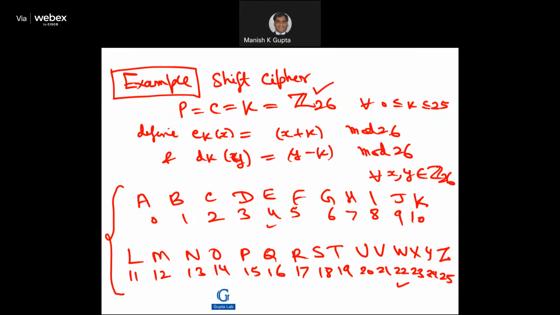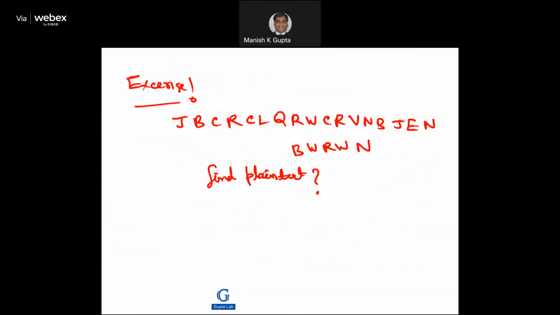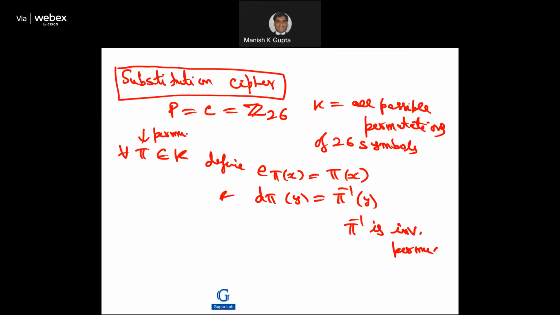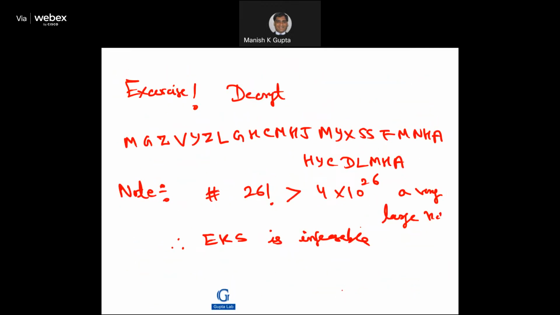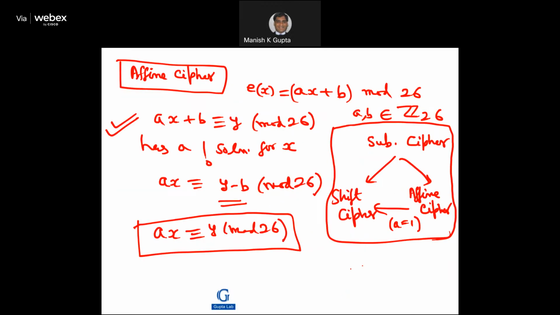We talked about the shift cipher. The encryption rule was X plus K, where K is fixed from the key, and decryption is Y minus K. If you add something, you have to subtract the same thing. Then we talked about the substitution cipher, and I gave you an example. We stopped at this point last time. I hope you are able to decrypt it; if not, you can still write a computer program to do that.